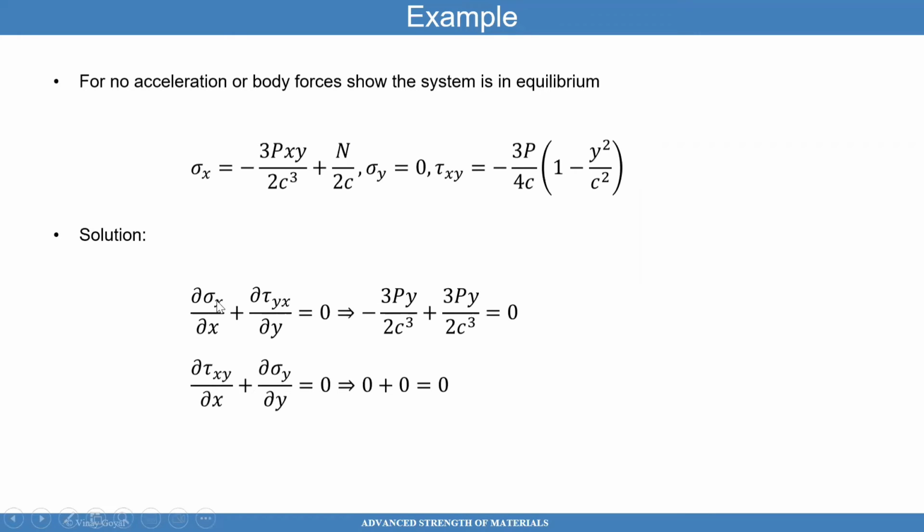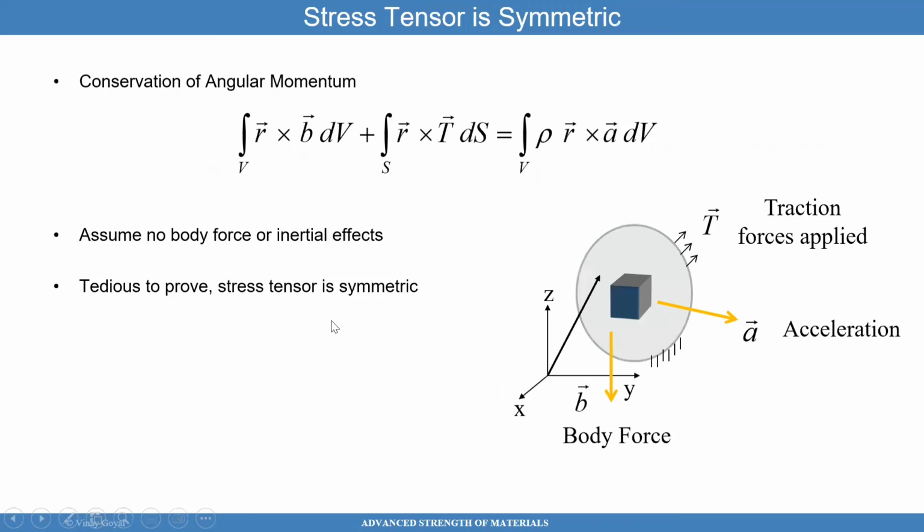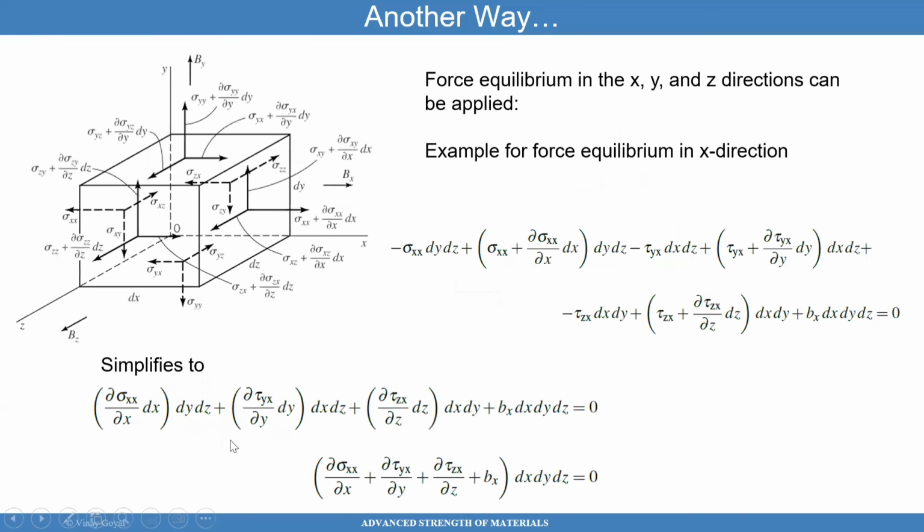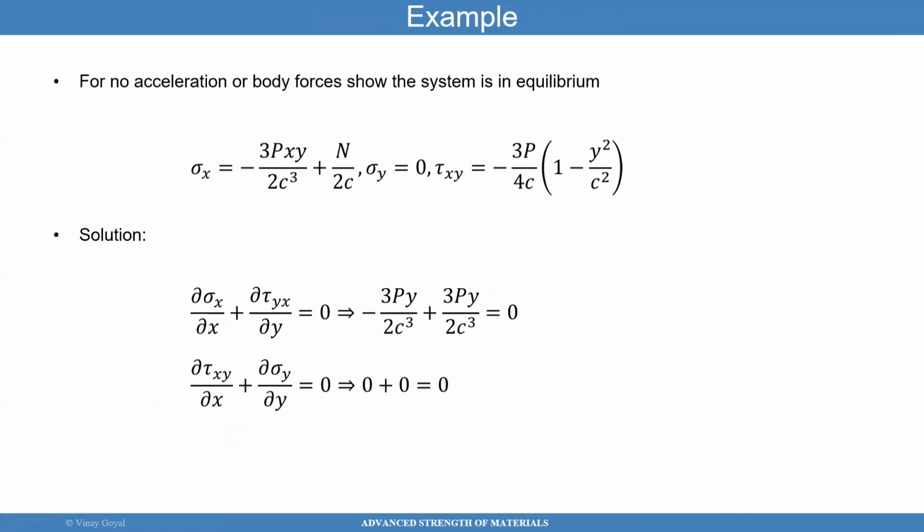So partial tau yx with respect to y is zero if I were to use this equation here. But these stresses do not exist because I told you these are zero. So simplifying things quite a bit. And there's no body forces according to the problem statement. For no acceleration or body forces, show the system's in equilibrium.